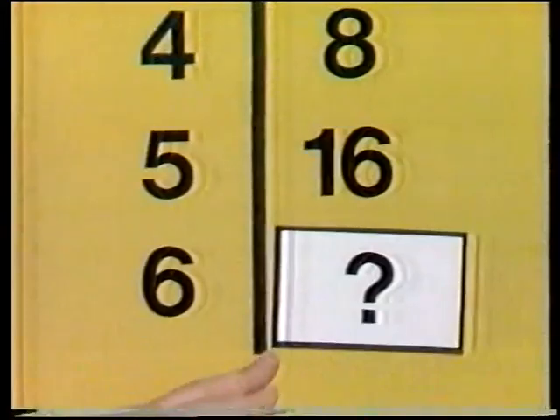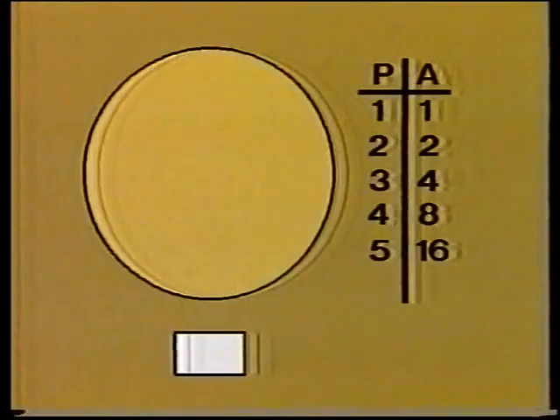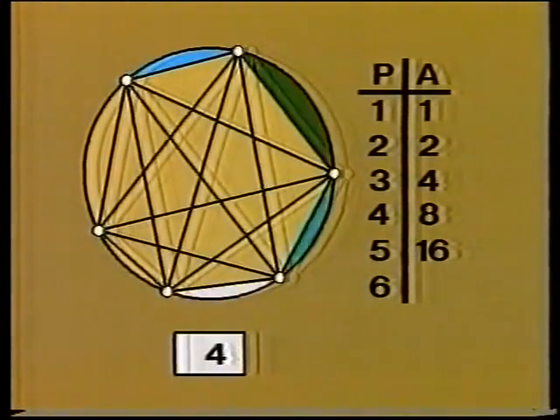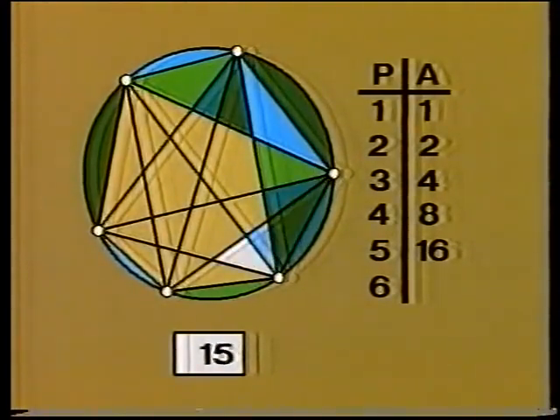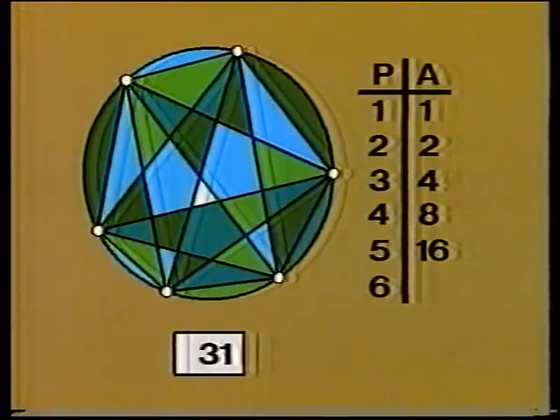Well, for 6 points, this conjecture will predict that we get 32 areas. So, let's check that. Here are the 6 points. Let's count the areas. Well, it's 31. And no matter where you put the points in the circle, you'll never get more than 31.